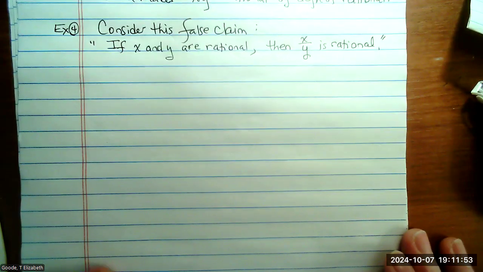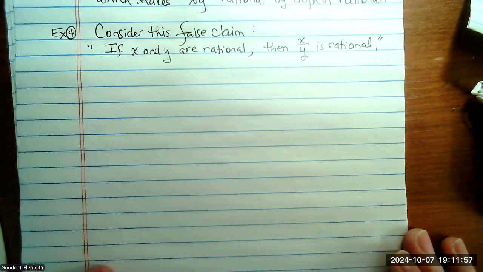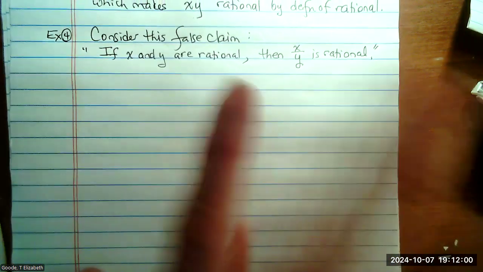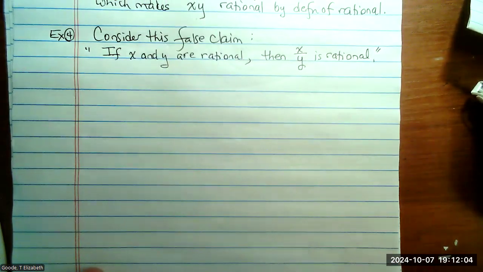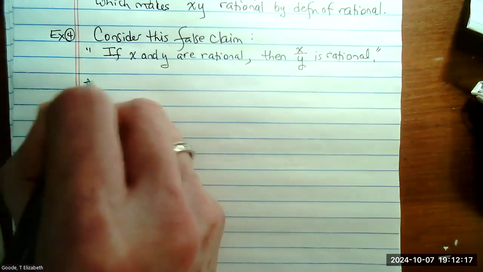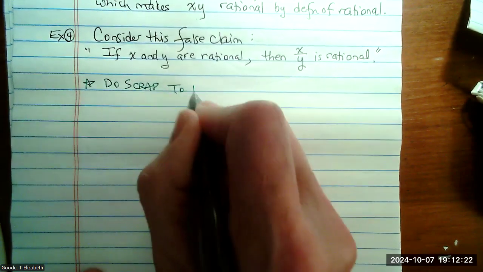So, what we're going to do, folks, is we're going to do some scrap work to try to find a counterexample. This is a universal statement, okay? We know every if-then is a universally quantified statement. So when we disprove a universal statement, we're proving its existential negation. Sound familiar? And that's called giving a counterexample. So let's do a little scrap work to find a counterexample.